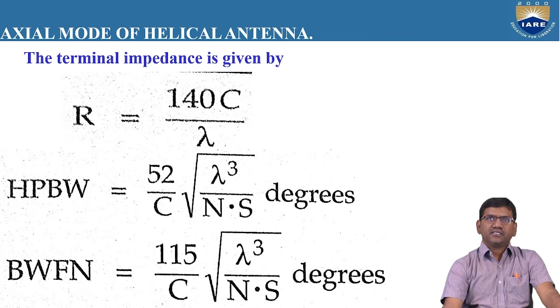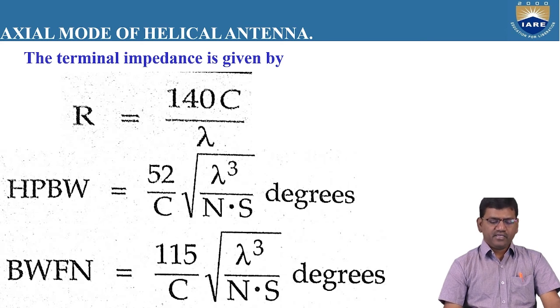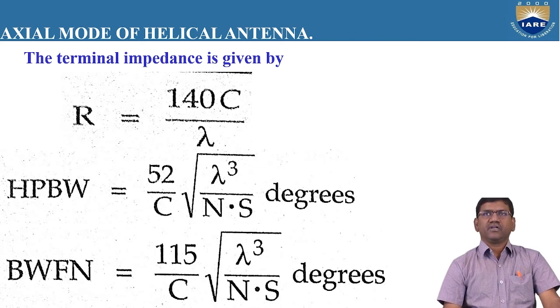The terminal impedance is given by R equal to 140 C by lambda. And the half power beam width is given by 52 by C into root of lambda cubed by ns degrees. And these are the design equations of a helical antenna. And the beam width between the first nulls is given by 115 by C into root of lambda cubed by ns degrees. So these equations we need to remember for a helical antenna.